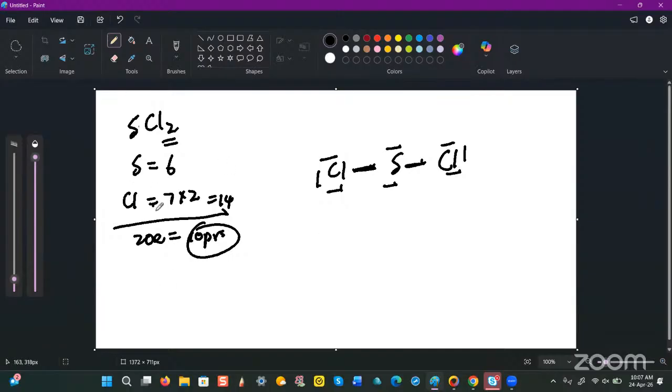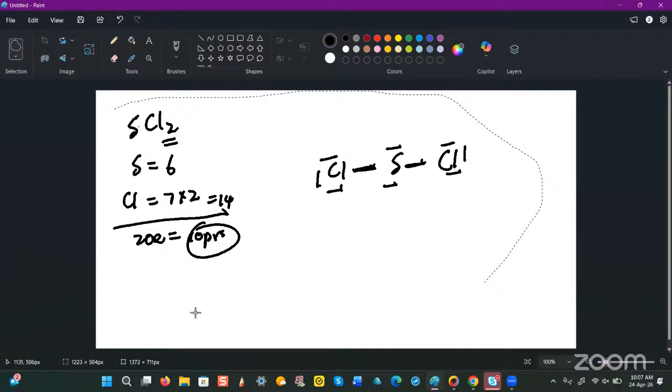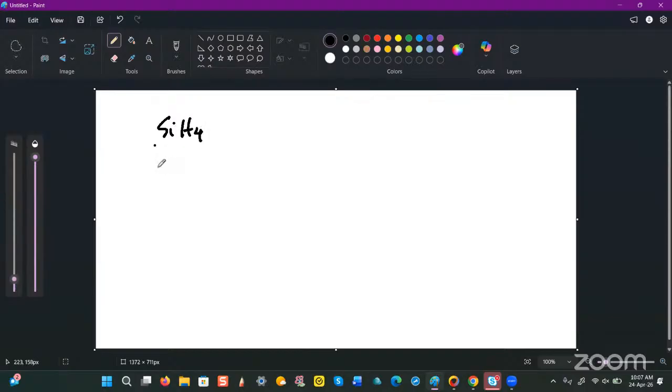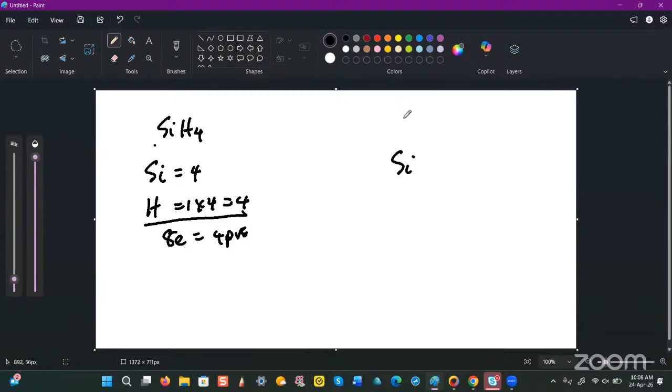Okay, let's move on to another example. Let's say you're given SiH4. All right. Now, in this case here, silicon is in group 4, so it will contribute 4 electrons. Hydrogen is in group 1, but there are 4 of them, so therefore we multiply by 4. And then this adds up to give you 8 electrons, which will be equal to 4 pairs. All right. So I'll put the silicon in the middle, surrounded with the hydrogens.